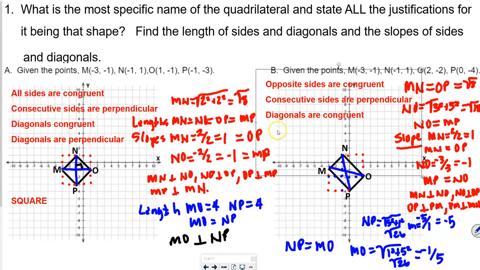Maybe if my thing will type. I don't know why it's not typing. Pause. So again, the shape's a rectangle for all the reasons stated.